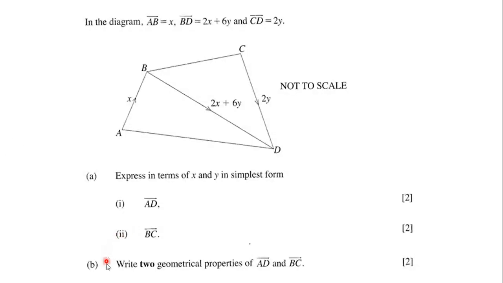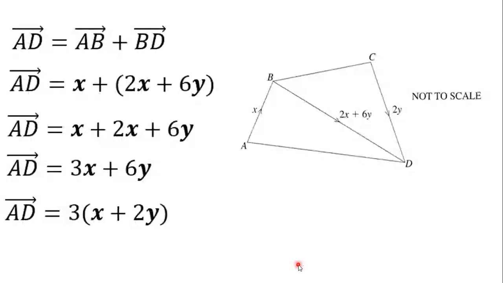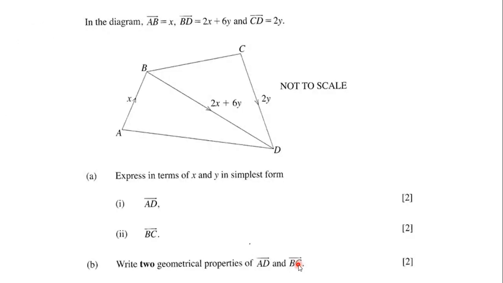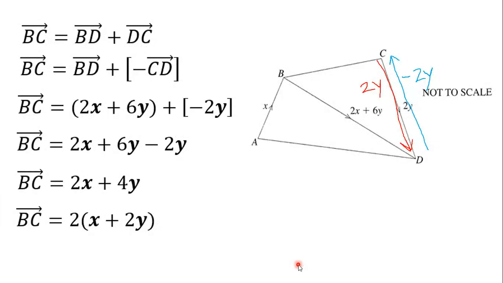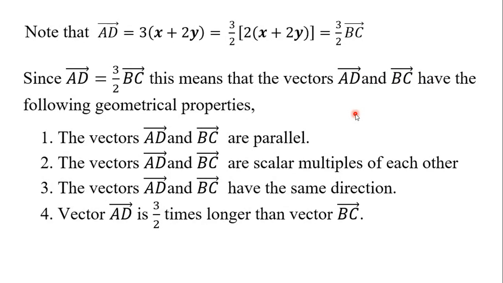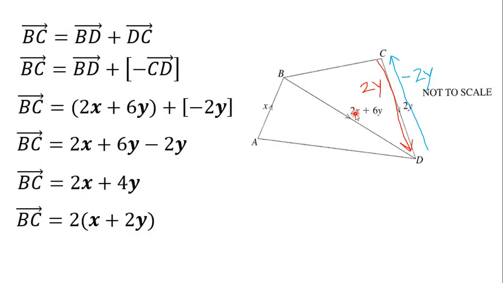Let us continue. Our last part of this question is B, and it states, write two geometrical properties of AD and BC. First, let's consider what AD is and what BC is. So we want AD and BC.